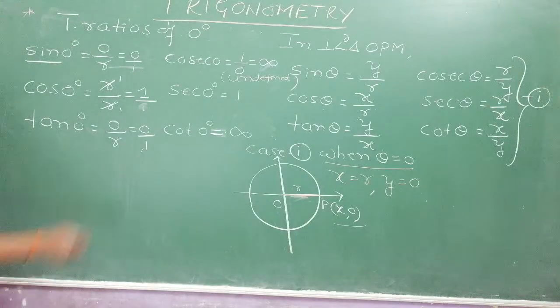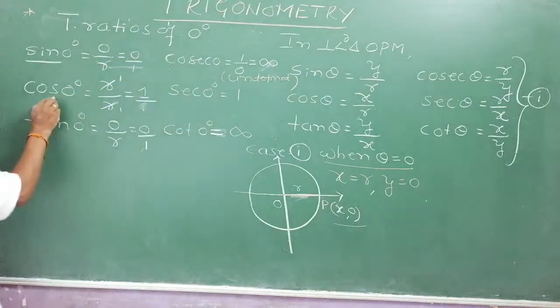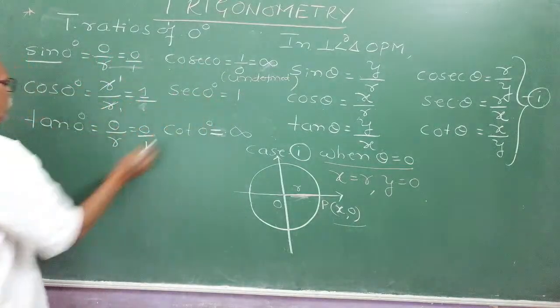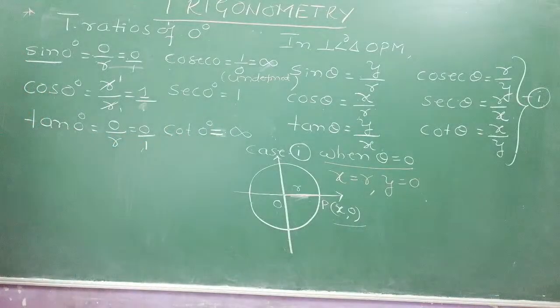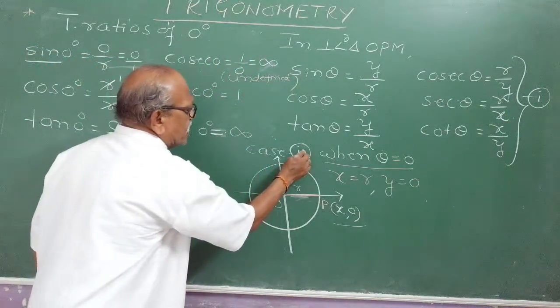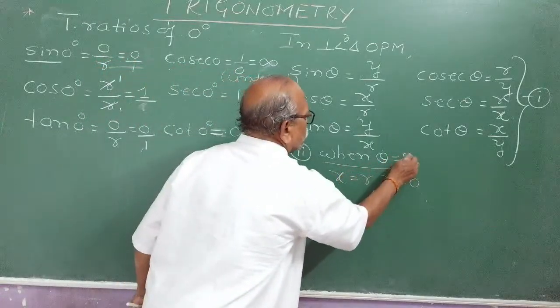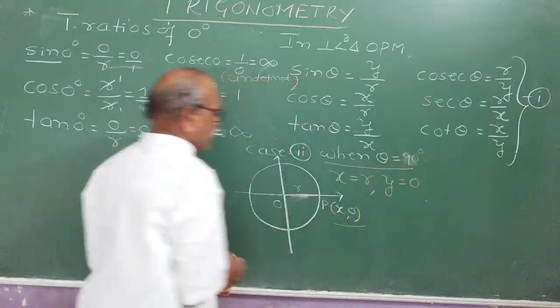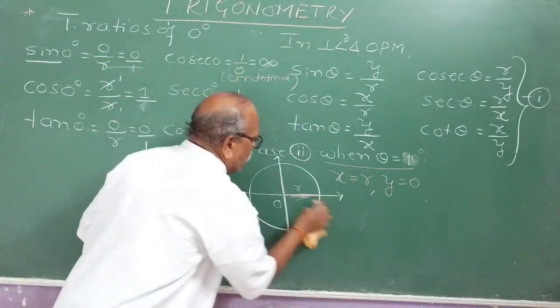Very good. Now, what is sin 0? 0. Cosec 0? Infinity. Cos 0? 1. Sec 0? 1. Tan 0? 0. Cot 0? Infinity. Thus we got the first case. When theta is equal to 0, we will retain it as it is. Now we will take the second case. Case 2. When theta becomes equal to 90 degree, now I will make the changes.